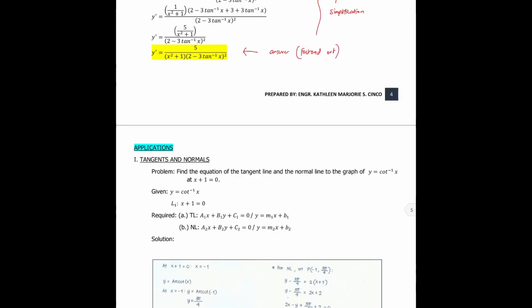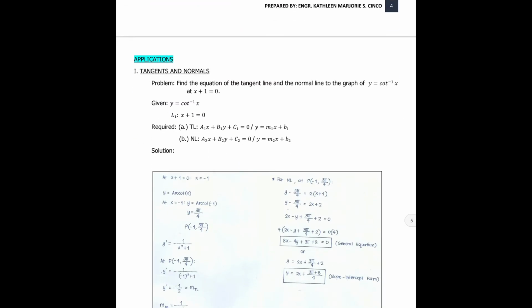Then, we have applications. So, naay tulo ka applications. We have first tangents and normals. So with that we mean a tangent line and normal line sa given curve. Then second one is optimization scenarios or problems which mainly involves maxima and minima.